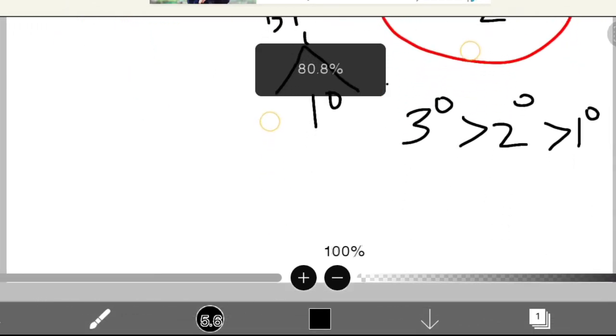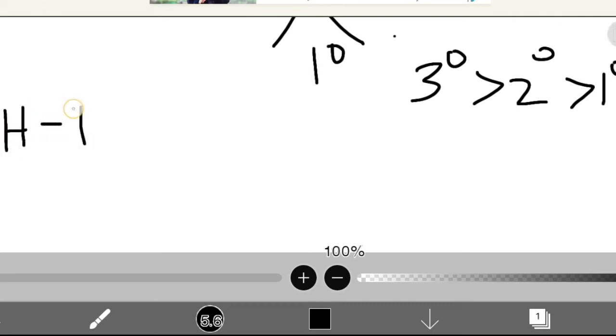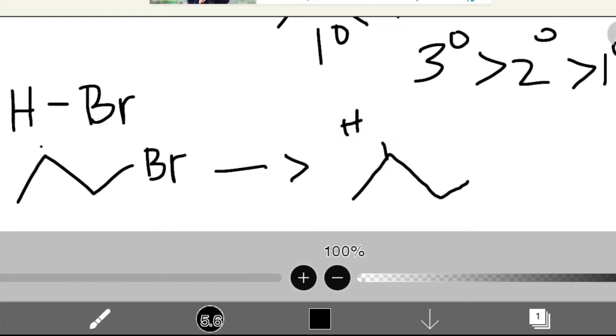Then the radical intermediate reacts with HBr again, where H is bonded to a C atom with many H atoms, and Br is bound to a C atom with few H atoms.